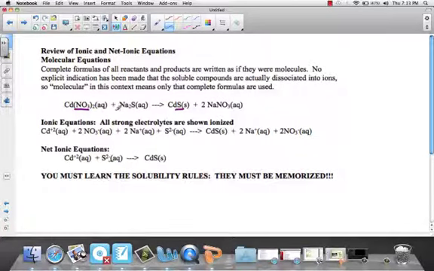Sodium sulfide: the Na falls under the Na rule. It's soluble, no exceptions. And here, this could be soluble by either rule, either the Na rule or the NO rule.